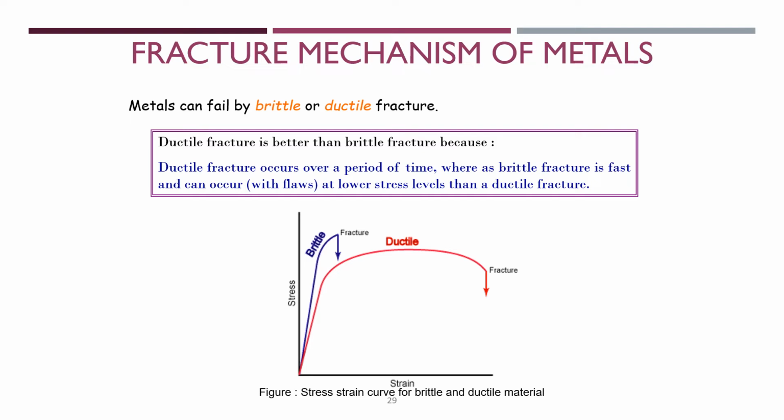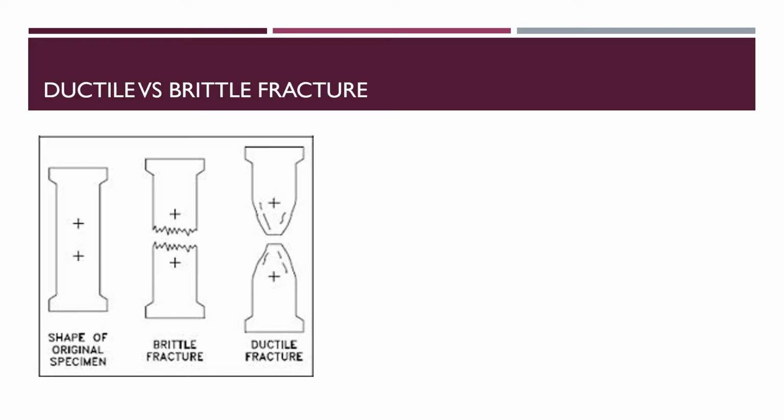So, as I have mentioned before, this is the type of ductile and brittle fracture. So, this is the original shape of the specimen. This is the brittle fracture. It happened without any necking and very immediate. And this is ductile fracture. It happened with the necking. After the necking, then the material will break.